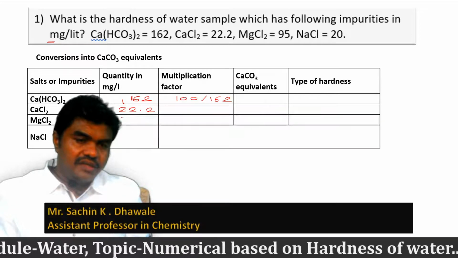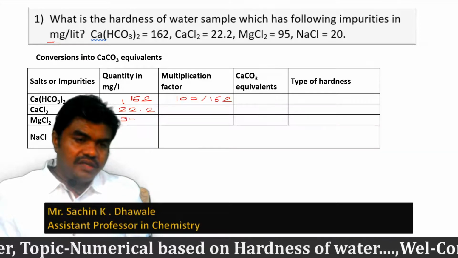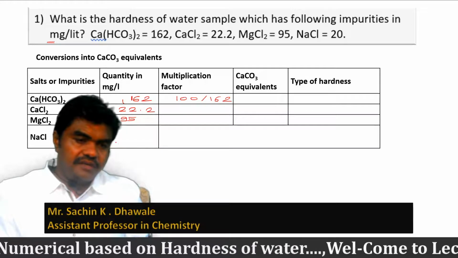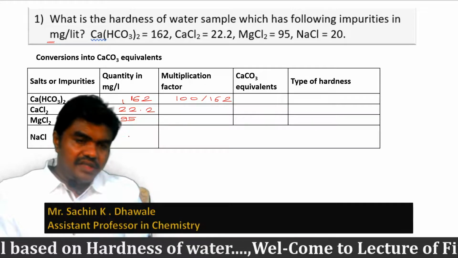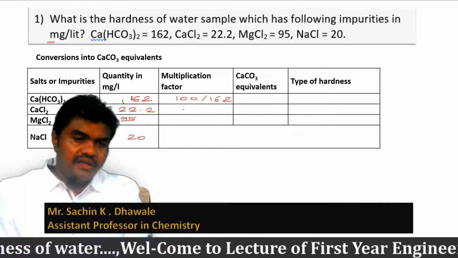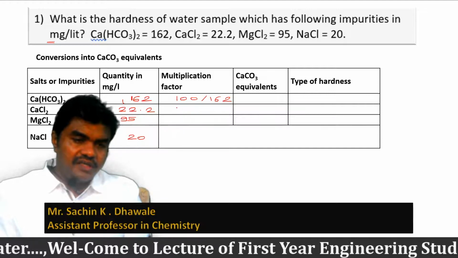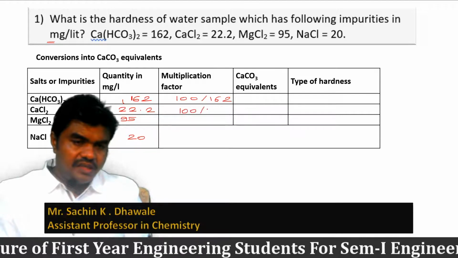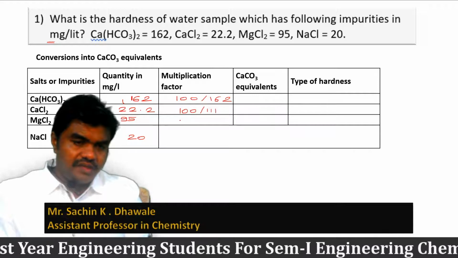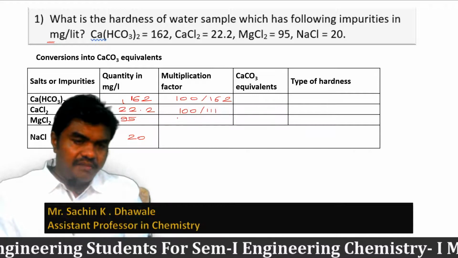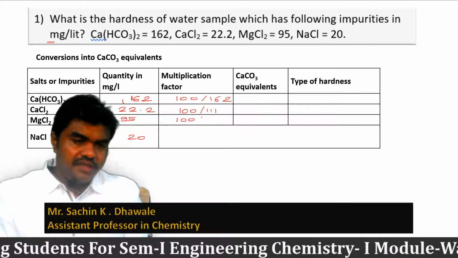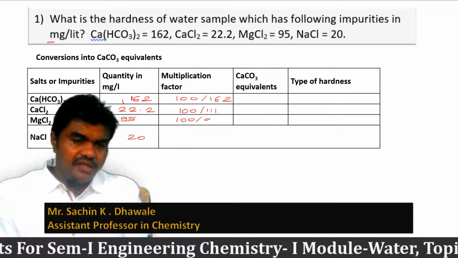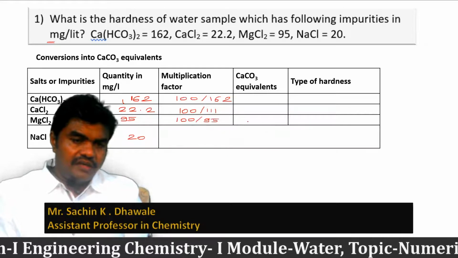Magnesium chloride, their quantity is given 95. And NaCl, it is 20. Then multiplication factor for calcium chloride, it is 100 upon 111. And for magnesium chloride, its multiplication factor, it is 100 upon 95.